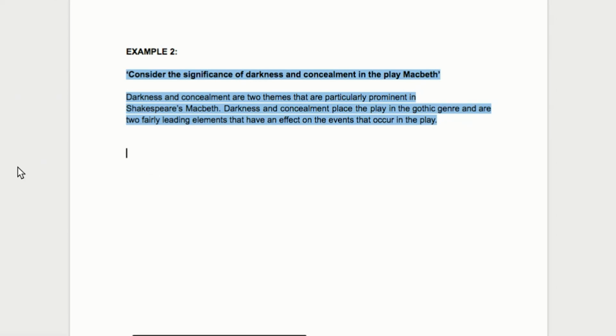So hopefully this time you understood that it's not argumentative, you're not picking a side, you're discussing, you're considering how important darkness and concealment are in the play. So how much of an influence do they have over the things that happen in the story? Why are they important? How are they important? These are the types of questions you should be answering in this kind of essay. So it's a discursive essay. We're not asking, do you think they're important? We're asking, what significance do they have? What role do they play in this play?